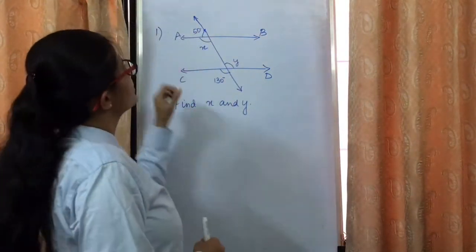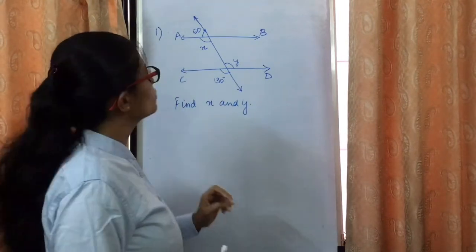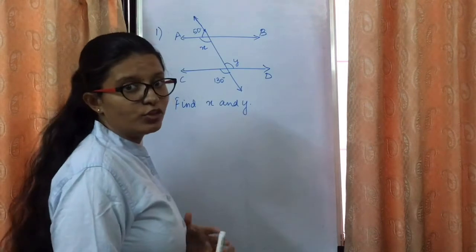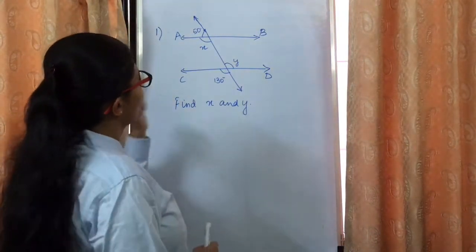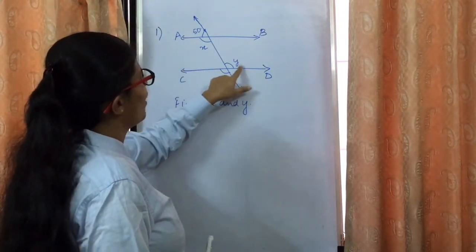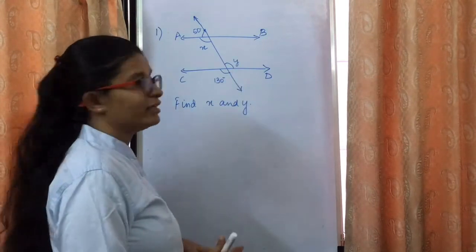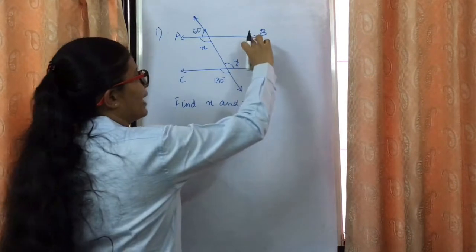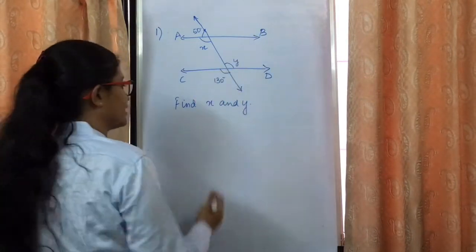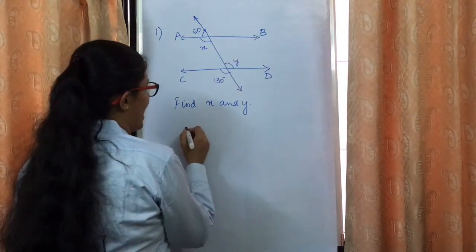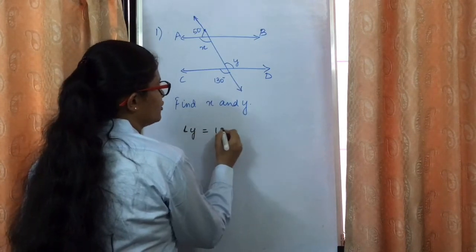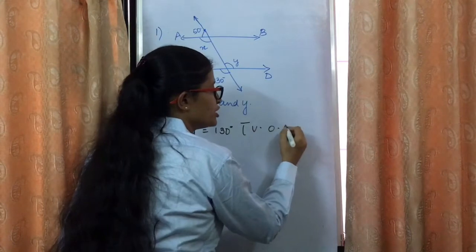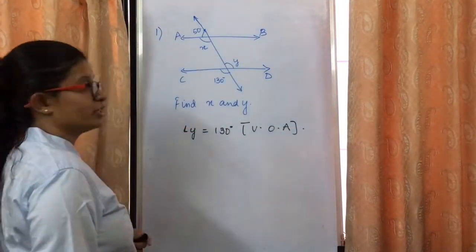So the question is, AB is parallel to CD as you can see in the figure, and it is being asked, find x and y. What you need to find? X and y. So can you see from the diagram itself, y is nothing but the vertically opposite angle. So angle y is equal to 130 degrees by vertically opposite angles.